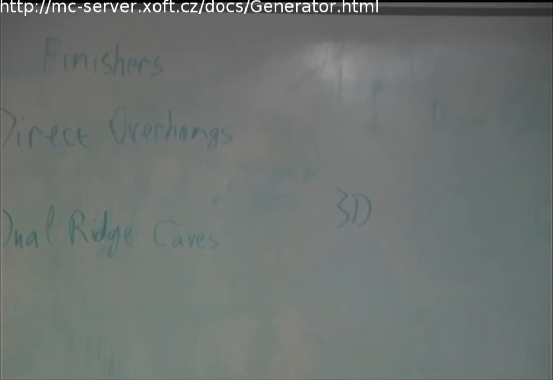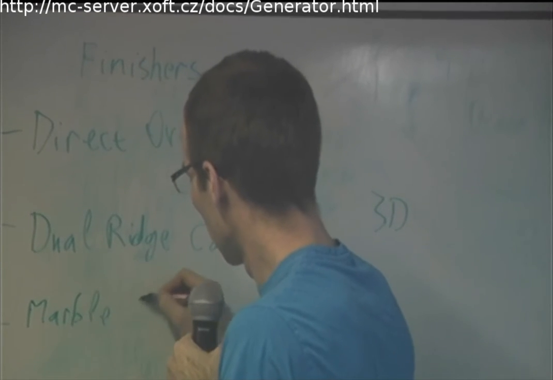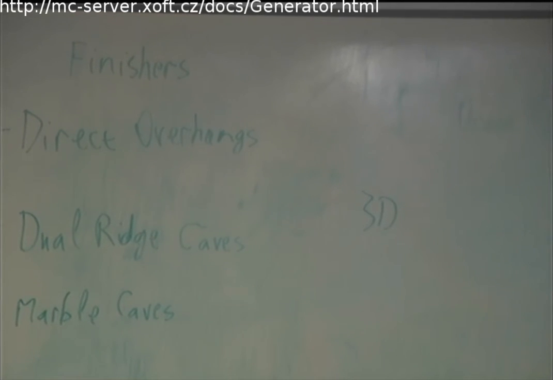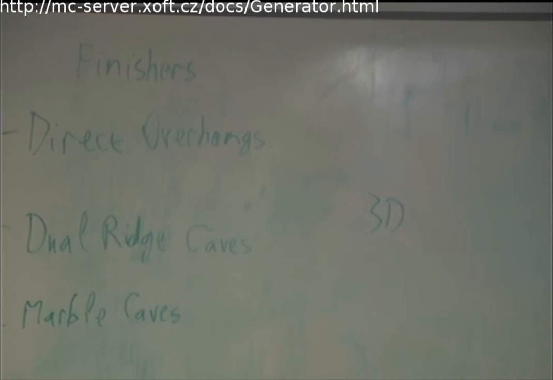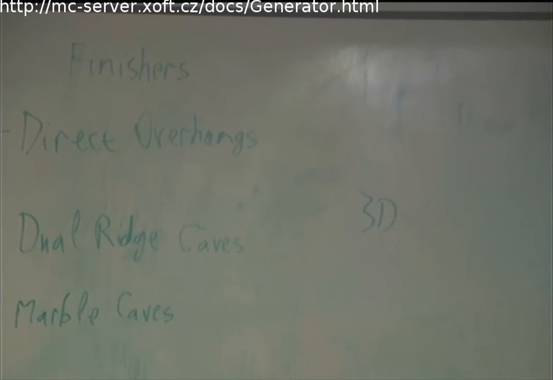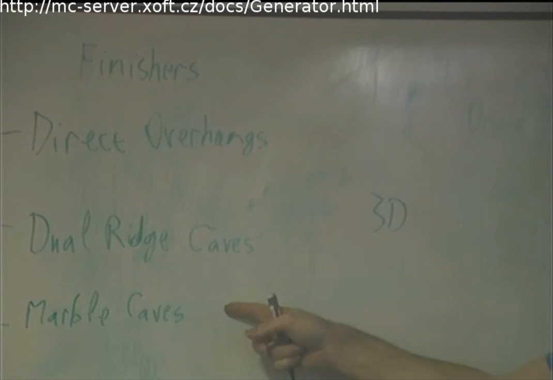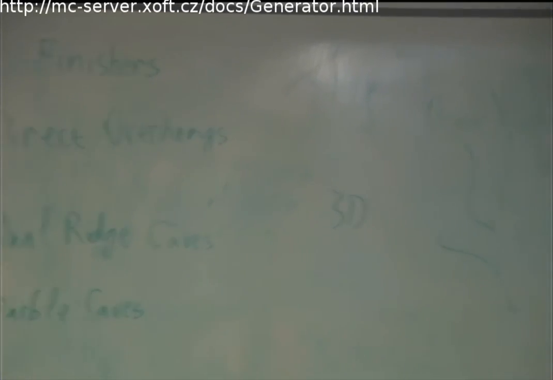Next one was marble caves. This was similar. I don't have an exact recollection of which one is which, but they both produced similar-looking caves and they didn't work so well. I think the marble caves, when viewed from the top, were like zebra stripes. So caves everywhere, and it was not looking so good.